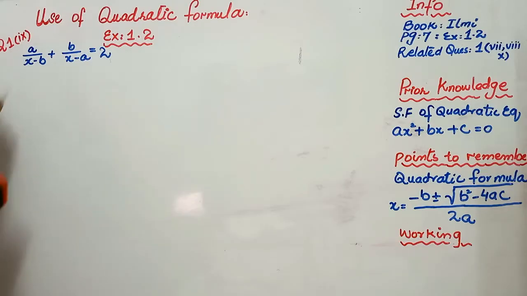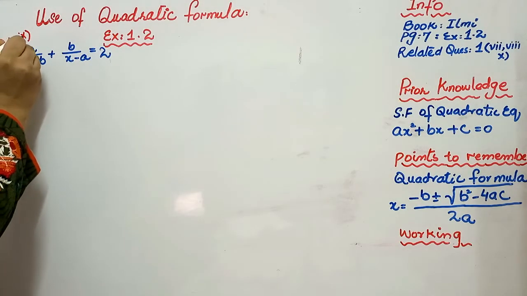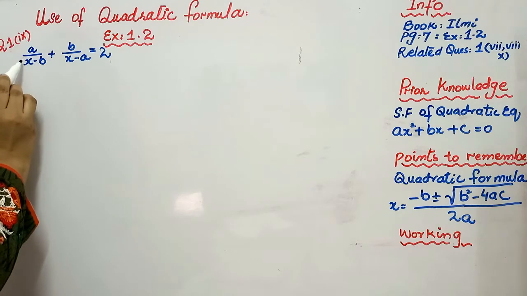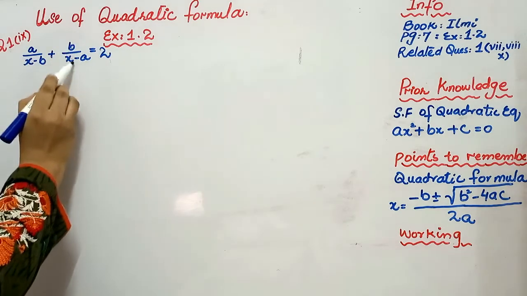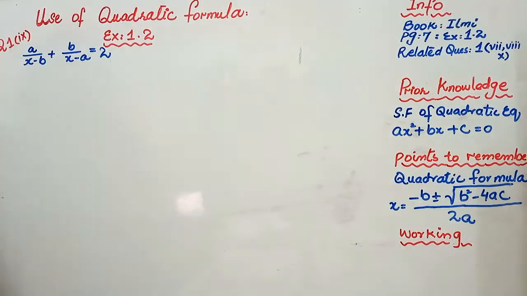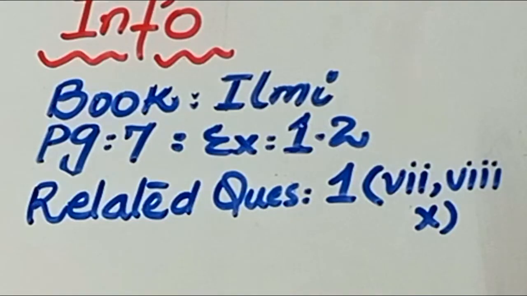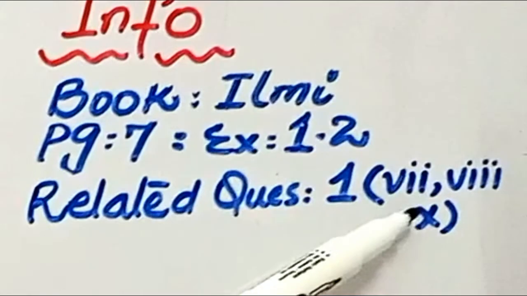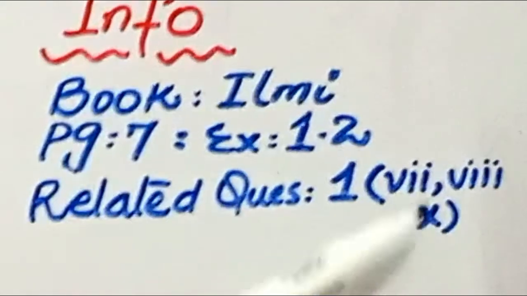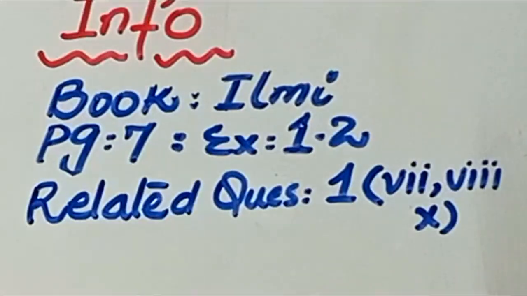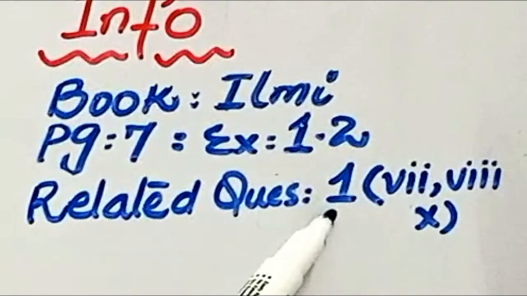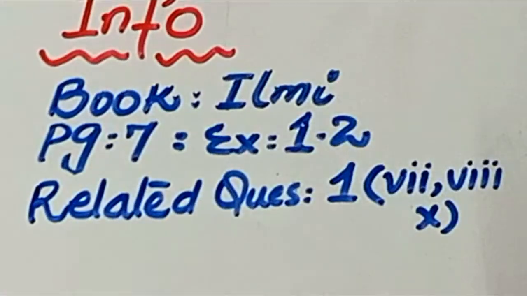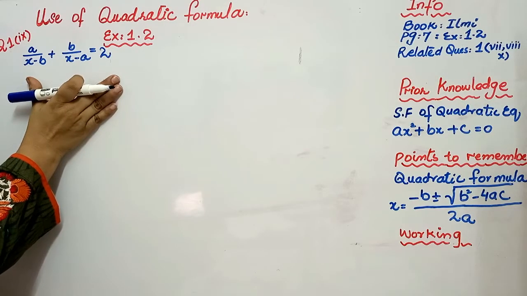Right now we are going to solve question number 1, its ninth part, that is a by x minus b plus b by x minus a is equal to 2. Its related questions are question number 1, its 7th part, 8th part and 10th part. So by using the same procedure of question number 9, you are able to solve question number 1, 7th, 8th and 10th part. Let's begin to solve it.